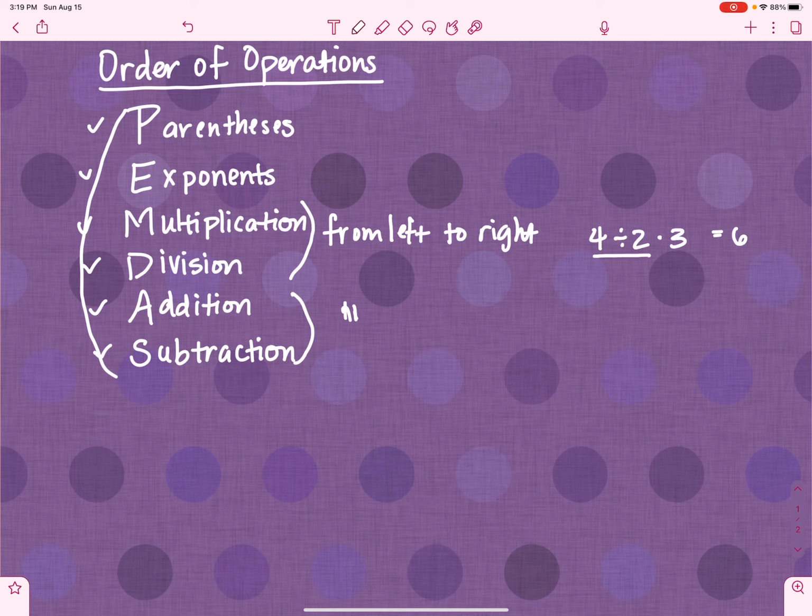So you would not write 4 divided by 6. This doesn't go first. Multiplication and division, regardless of which one comes first, both of them go in order from left to right.